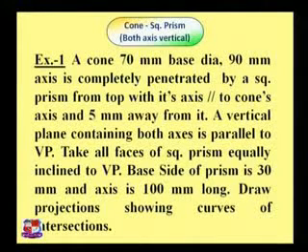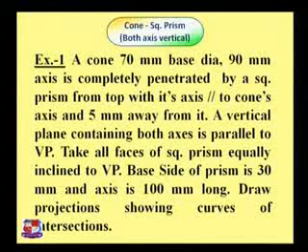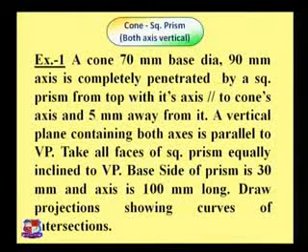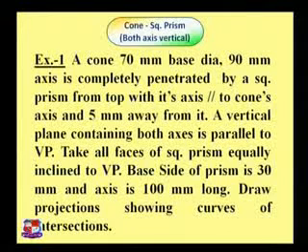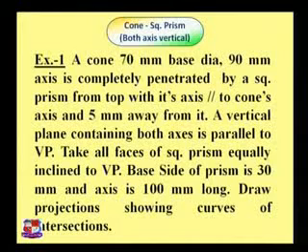A vertical plane containing both axes is parallel to the vertical plane. Take all faces of the square prism equally inclined to the vertical plane. Base side of the prism is 30 mm and the axis is 100 mm long. Draw projections showing curves of intersection.